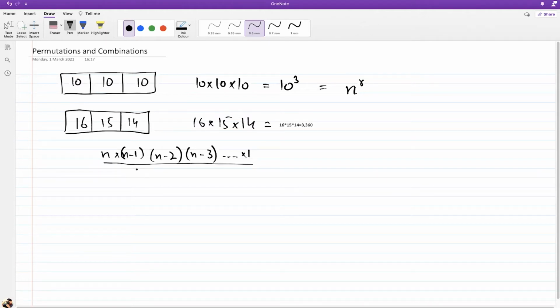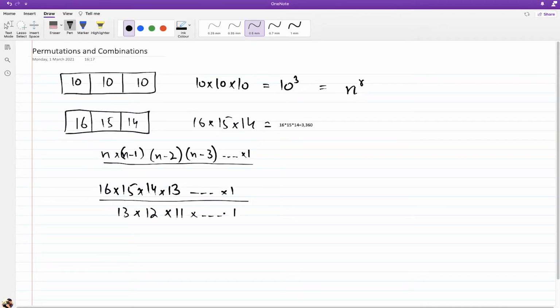Okay. So when they cancel out, it's like saying that I have 16 people to choose from. So it's 16 times 15 times 14 times 13 all the way to 1, divided because we want to cancel out the 13th person, the 12th person, the 11th person, all the way to 1. All the people who I did not want. And that leaves me with just the 14 staying. All of this cancels out. So it's like saying I have 16 factorial over 13 factorial. Or in other words, I have 16 factorial over (16 minus 3) factorial.